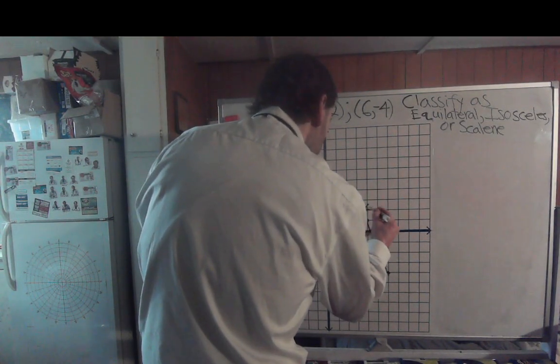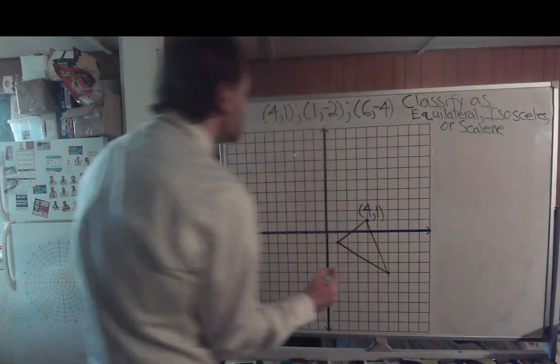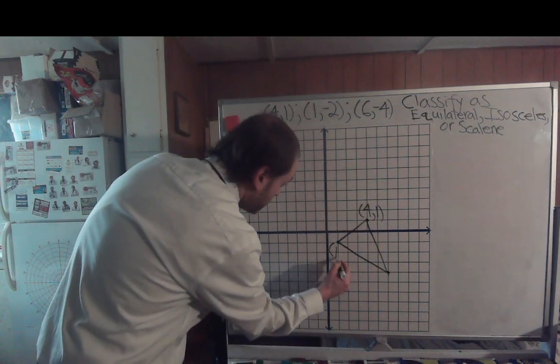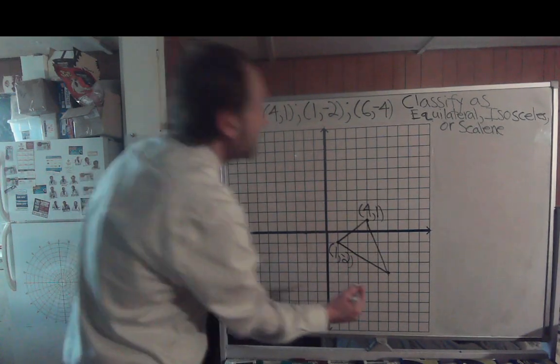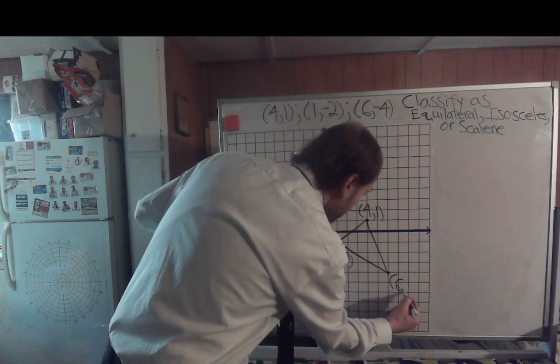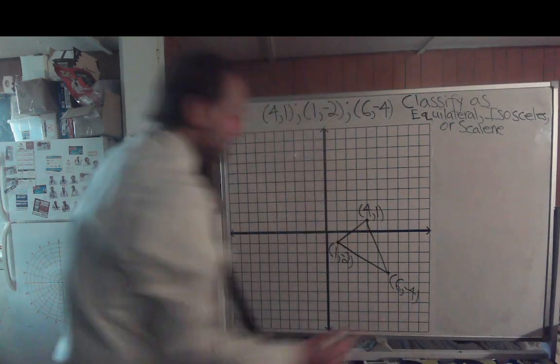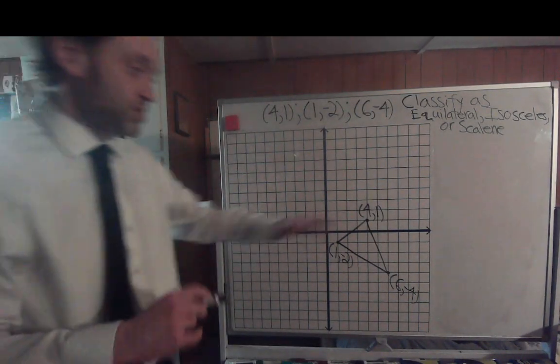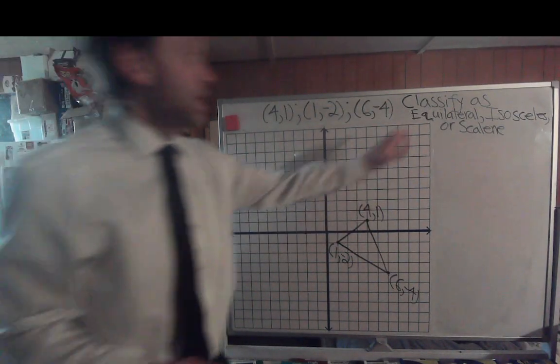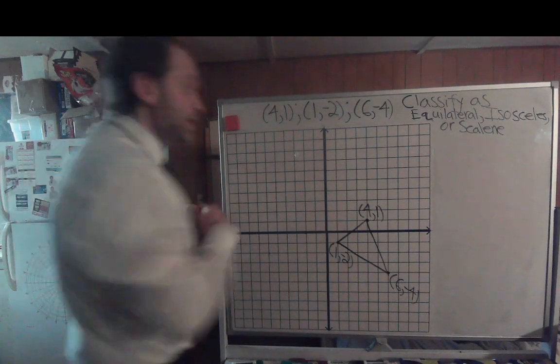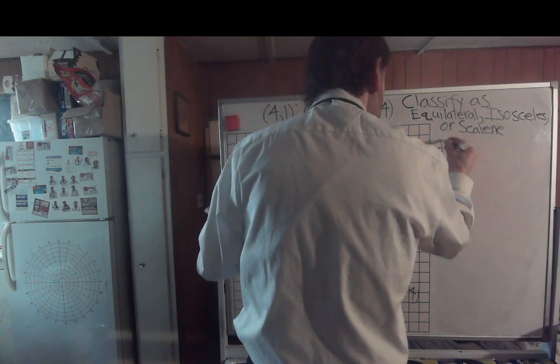Let me label the coordinates here too. Maybe that would help. 1, negative 2, and then here is 6, negative 4. All right, so there's my coordinates for this triangle. Is it an equilateral triangle, isosceles, or is it scalene? Let's find out. So let's take the first distance.